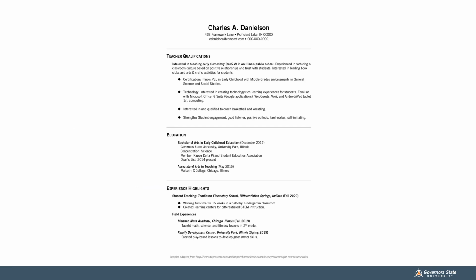This resume is from candidate Charles Danielson. For this candidate, we started with teacher qualifications, and we included a bulleted list with certifications, interest in technology, interest in coaching basketball and wrestling, and some strengths that Charles brings to the profession. Under education, we've listed the associate and bachelor's degrees along with the honor of earning the dean's list. And then at the end of the resume, we've highlighted some experience like student teaching and field experience. This format is ideal for someone who is early career that may not have a lot of employment experiences for the resume.